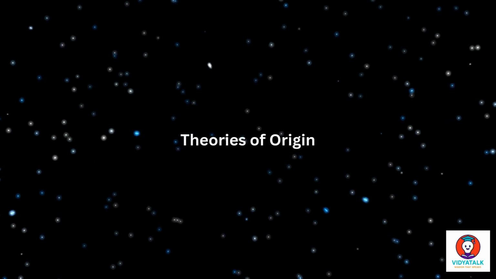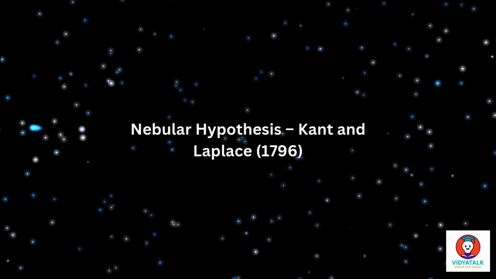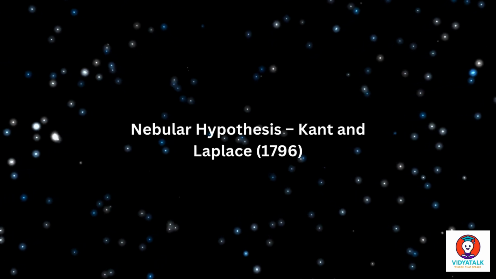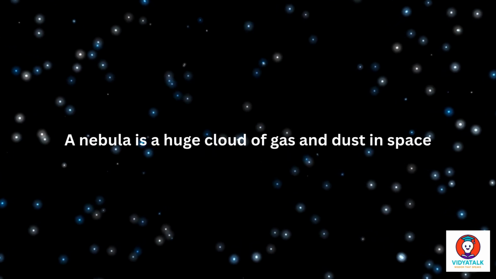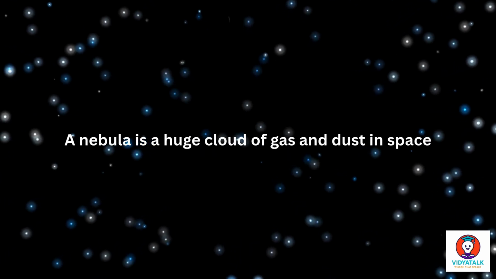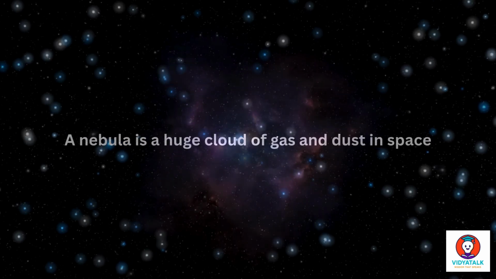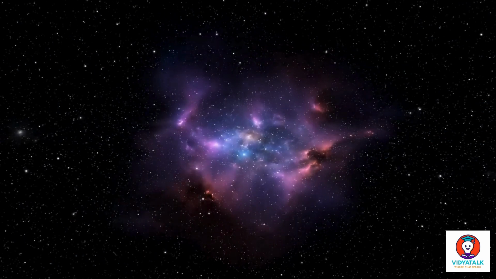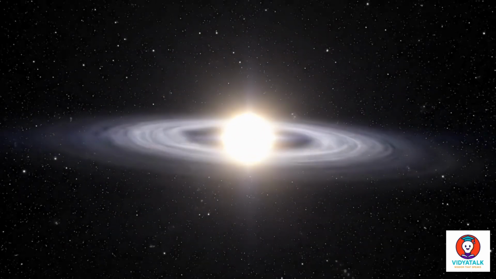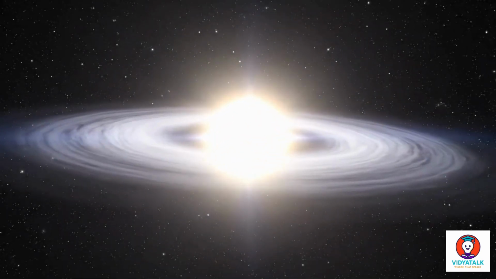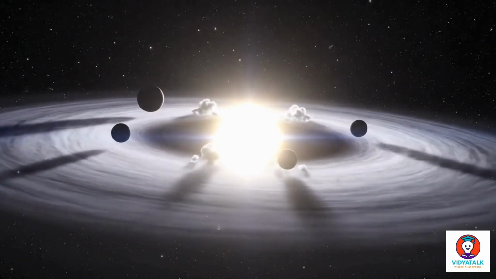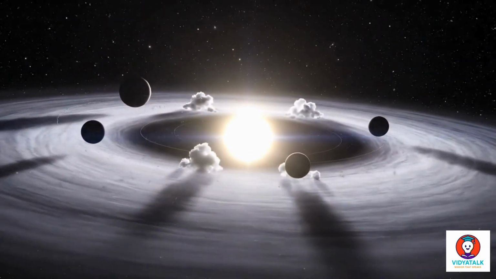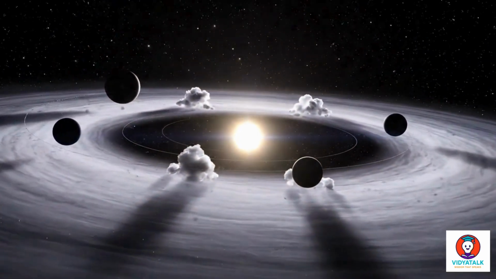Theories of Earth's origin. Nebula hypothesis, Kant and Laplace. One of the earliest ideas was given by Immanuel Kant and later revised by Laplace. They suggested that the sun and planets formed from a huge rotating cloud of gas and dust called a nebula. As gravity pulled this nebula inward, it shrank, spun faster, and flattened into a disk. The sun developed at the center while the leftover matter slowly clumped together to form the planets.